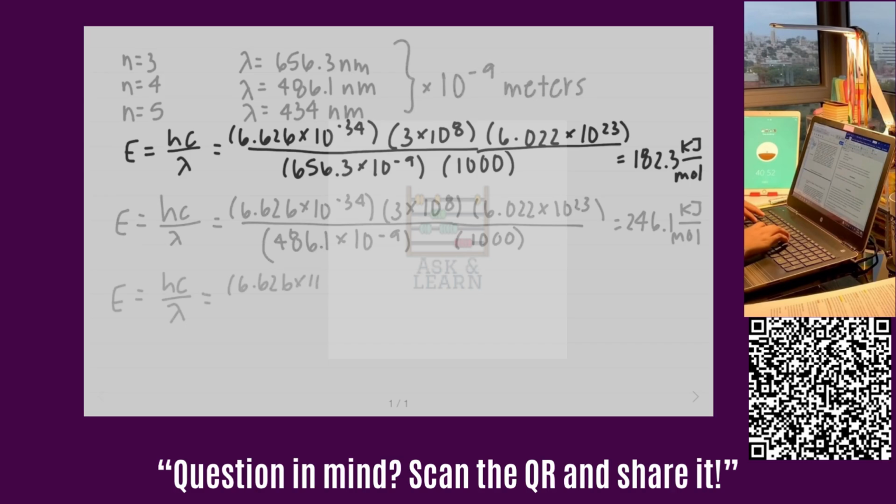So 6.626 times 10 to the negative 34th times 3 times 10 to the 8th, our value of c, divided by 434 times 10 to the negative 9th meters. Multiply that to get it in terms of moles as well, and then divide by 1,000 to get it in kilojoules. And we'll get an answer of 275.6 kilojoules per mole.